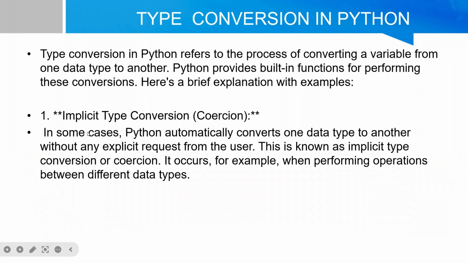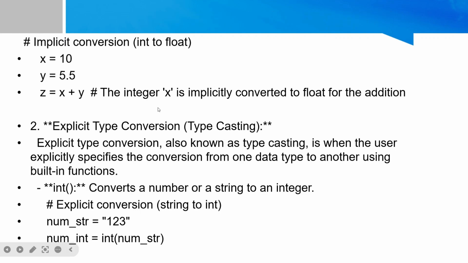Implicit type conversion. In some cases, Python automatically converts one data type to another without any explicit request from the user. This is known as implicit type conversion. It occurs when performing operations between different data types like addition, subtraction, multiplication, etc. Here is the example. x = 10 and y = 5.5. z = x + y. Here, it directly converts from integer to float.